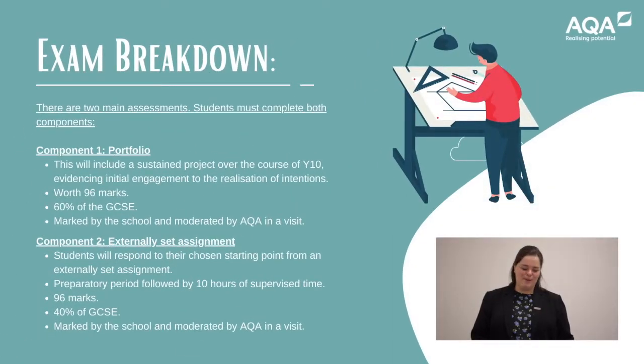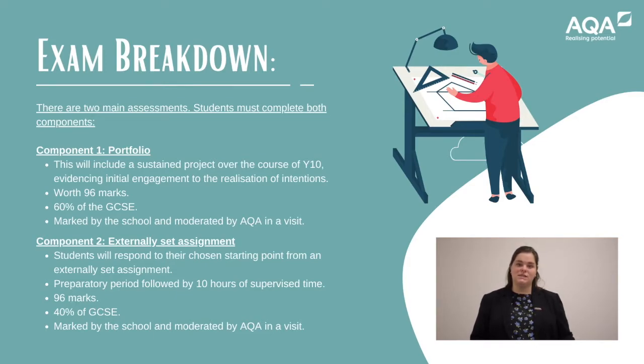So, for your exams, there are two main assessments. You have to complete both of these, they're called components. You must complete both of them to be able to get the full GCSE. So, component 1 is a portfolio. This will be a sustained project over the course of year 10, so you'll start it pretty much as soon as you begin and run that all the way through into year 11. You'll look at initial engagement with the theme and then realising your design ideas. This is worth 96 marks, it's worth 60% of your GCSE, and it's marked by your school, so we, the teachers, will mark it, and then it'll be moderated by AQA, who will come in externally and check our marking.